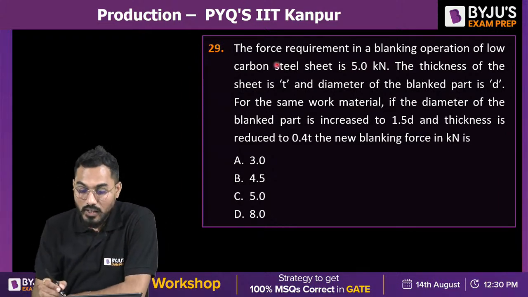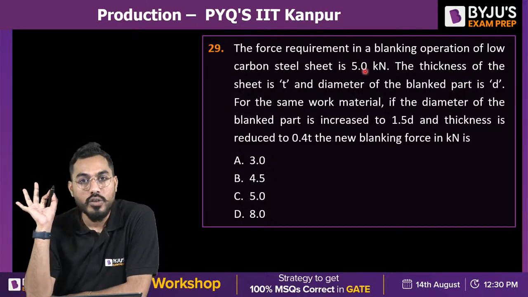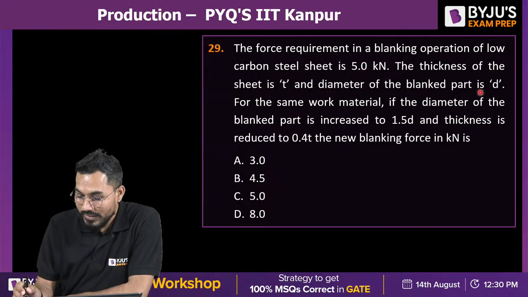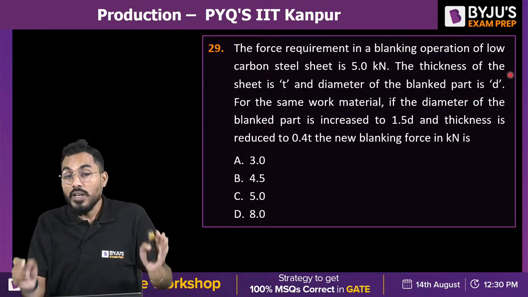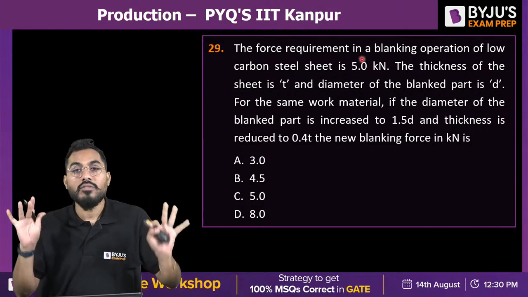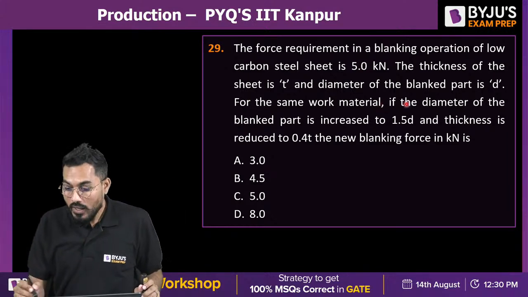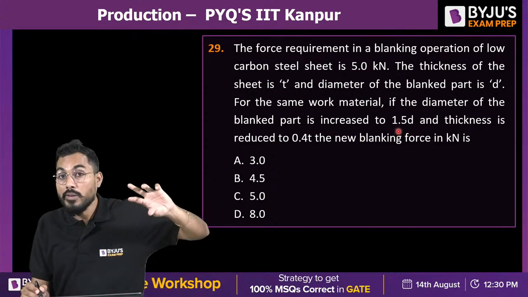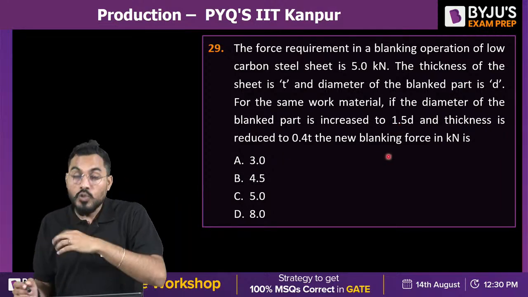Question next. The force requirement in a blanking operation of a low carbon steel sheet is 5 kilonewton. The thickness of the sheet is t, and the diameter of the blank part is d. So from a sheet of thickness t we are producing a blank of diameter d, and for that we require a punch force of 5 kilonewton. For the same work material, if the diameter of the blank part is increased to 1.5 times d and the thickness is reduced to 0.4 times t, the new blanking force will be?